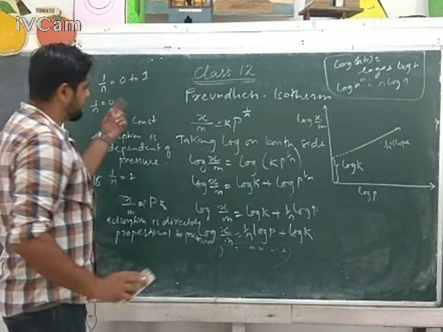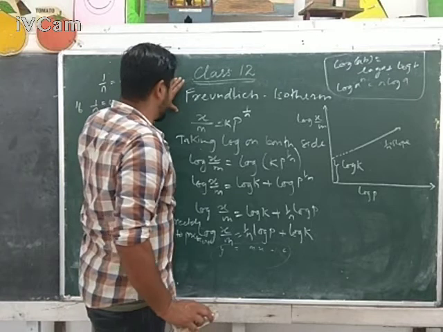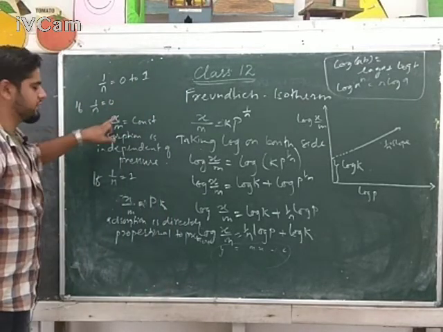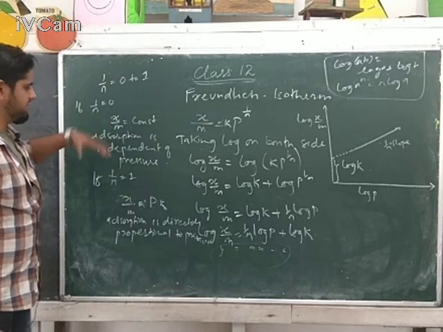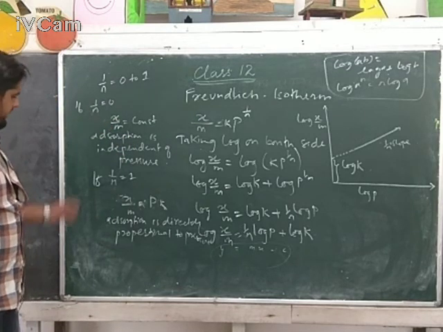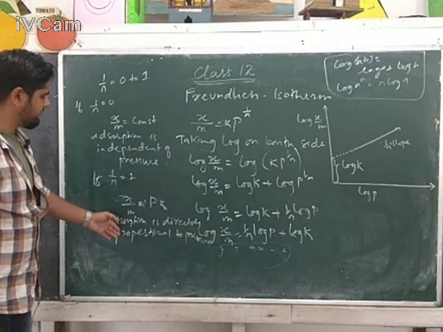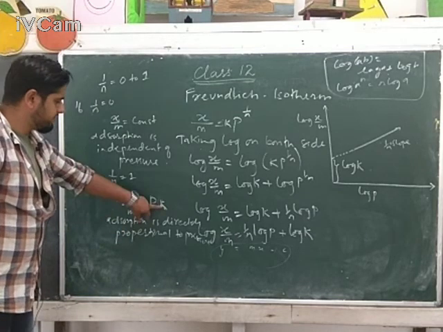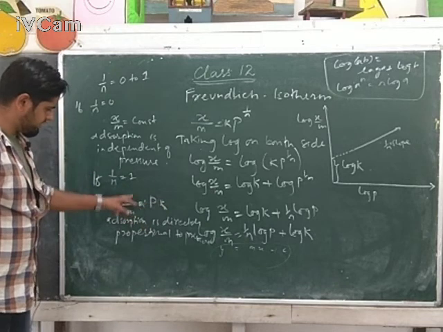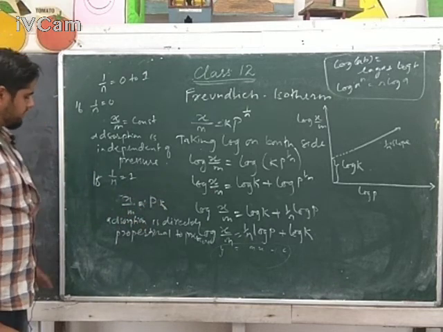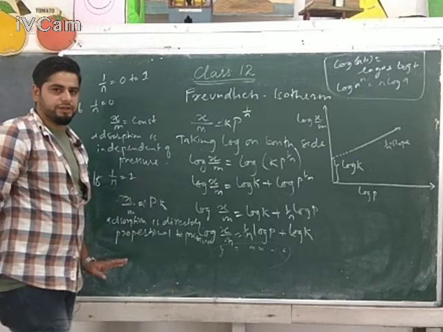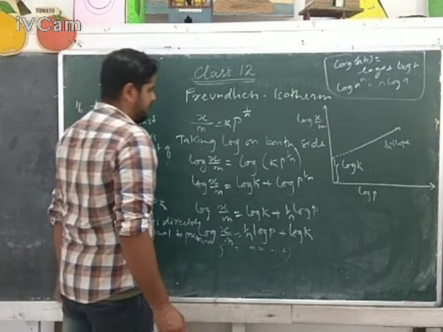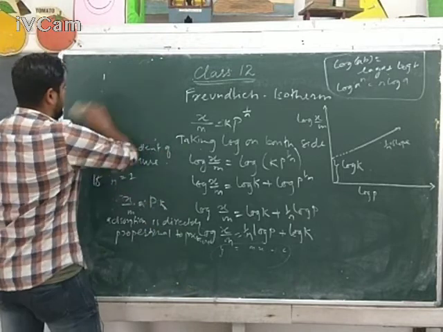Okay. So this is the Freundlich isotherm. From the Freundlich isotherm, we can get two pieces of information. If 1 by n equals 0, x by m is equal to constant, so adsorption is independent of pressure. And if 1 by n equals 1, then x by m, that is adsorption, is equal to pk. If you remove this constant, it can be written as proportional to p. So adsorption is directly proportional to pressure. Got it? So this is the information from the Freundlich isotherm. Okay.